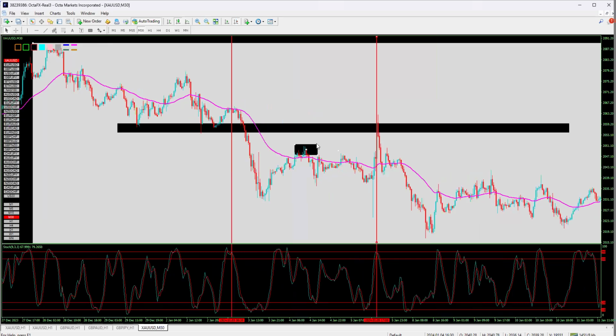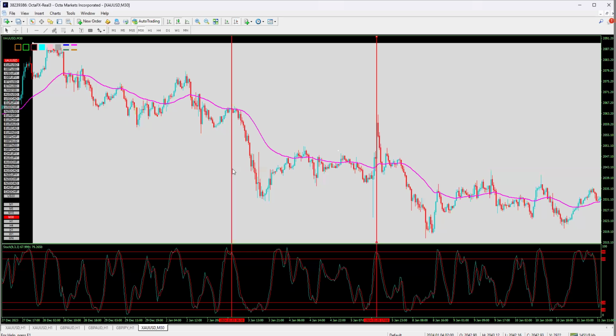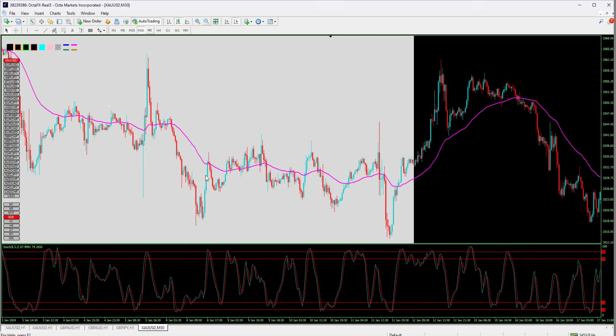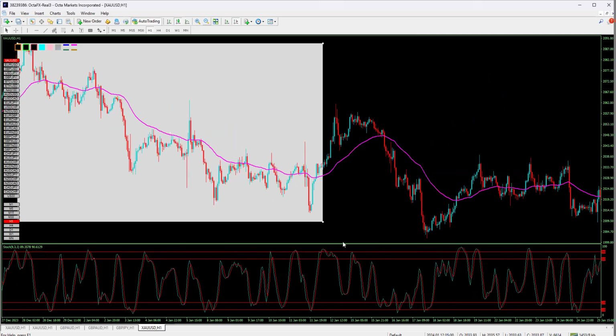So first thing, you're supposed to identify the break of structure. Then you wait for the retest. Once you have the retest, you look for divergence. The moment you have divergence, that's it. You enter your trade and you put a stop loss 30 pips below. So that's how you trade.